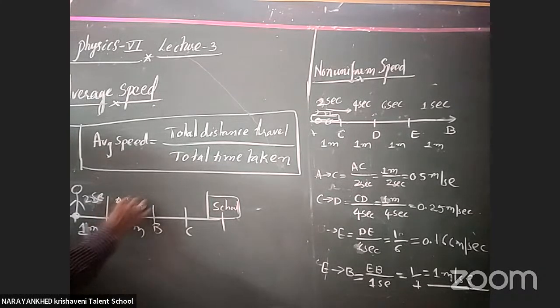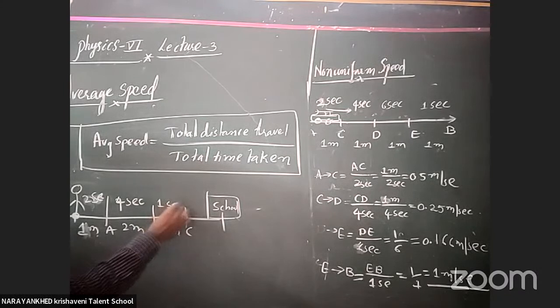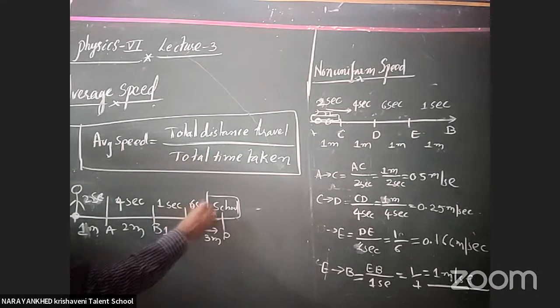You completed A to B in 4 seconds. And B to C, there is only 1 meter distance again, and you travel it in only 1 second. Okay, now C to D, you travel 3 meters, and you take 6 seconds.